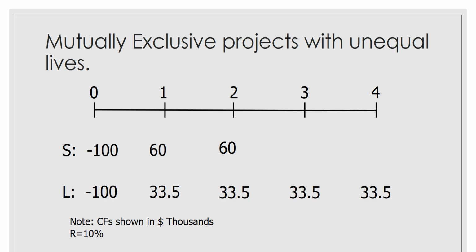So here's an example. We have a short project that costs $100 and returns $60 for 2 years. We have a long project that costs $100 and returns $33.5 for 4 years. These projects are mutually exclusive, but they do have unequal lives. The cost of capital is 10%.